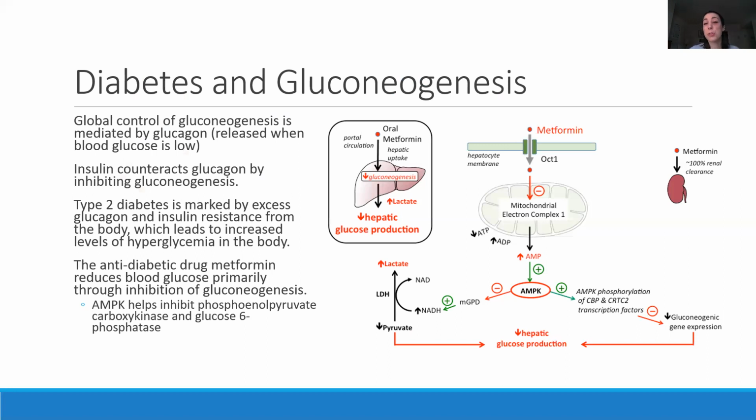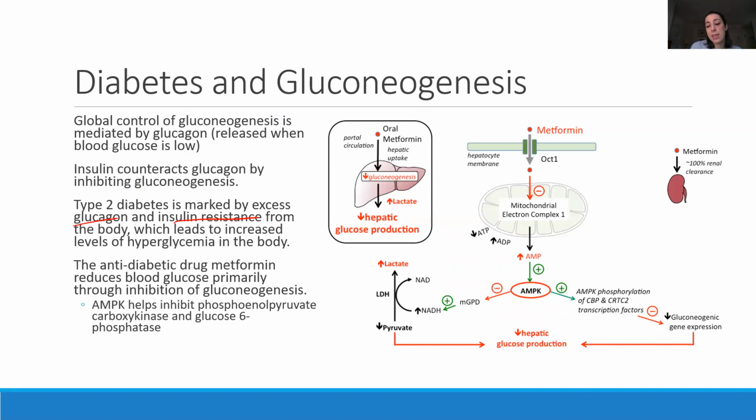People who have type 2 diabetes, this is the type that you are more familiar with. This is diabetes that is induced by diet and other environmental factors. These people, it's usually marked by an excess of glucagon and insulin resistance. So we usually have excess glucagon and insulin resistance in the body. And this leads to increased levels of hyperglycemia.